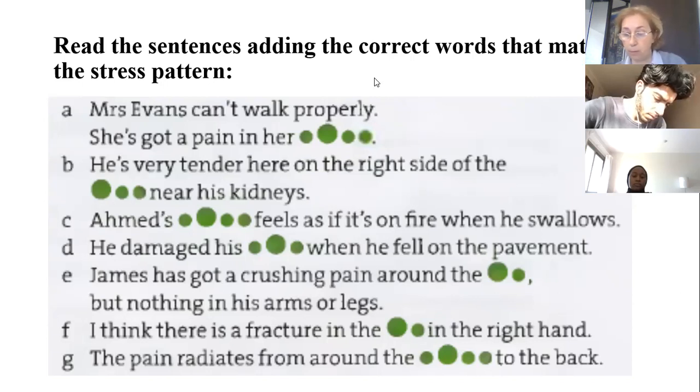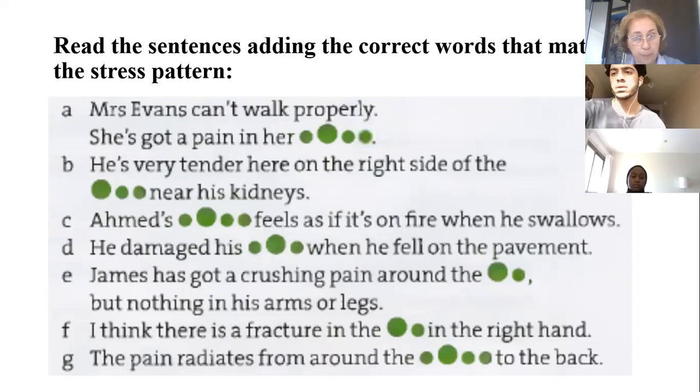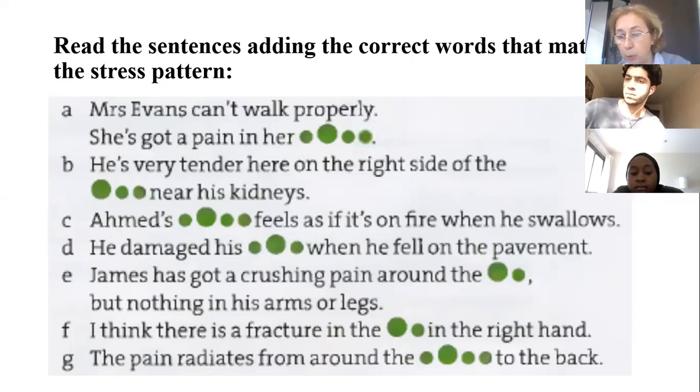Well, now let us just start. Yes, Abdullah. He is very tender here on the right side of the abdomen, near his kidneys. Exactly, abdomen, near his kidneys. Okay. Next is Yasmin. Okay, so Ahmed's esophagus feels as if it's on fire when he swallows. Yes, this is connected with swallowing food, so this is esophagus.